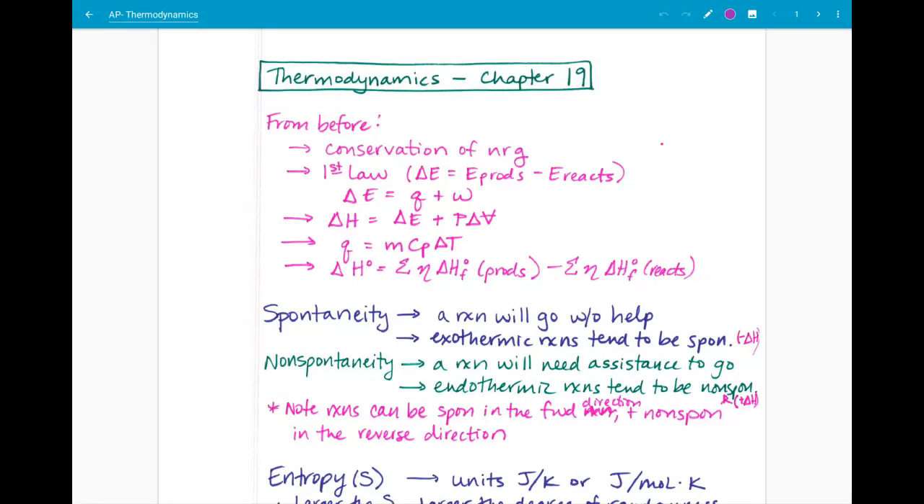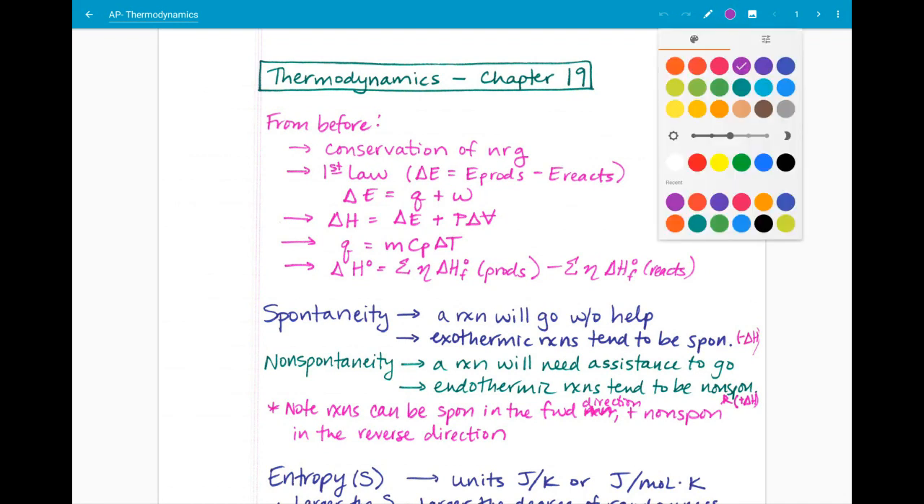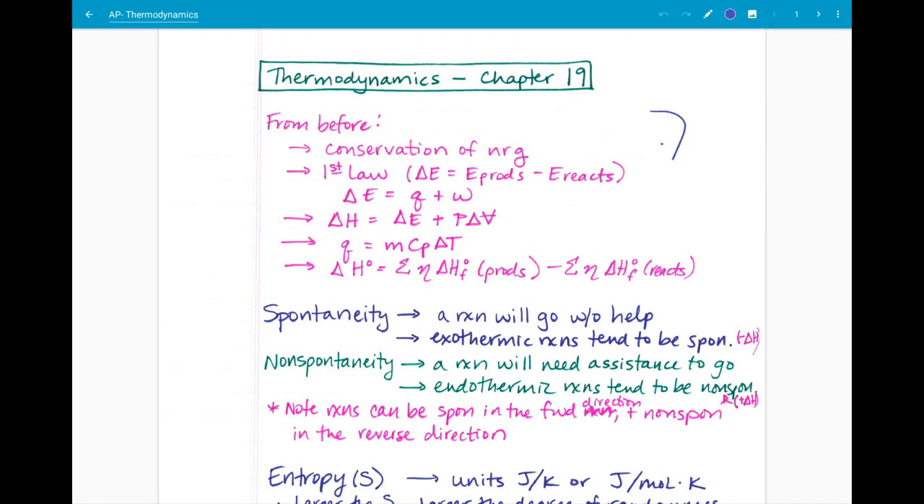Okay, so thermodynamics. Often I've taught this second semester. I've never put it in conjunction with thermochem. So this is just a reminder, some things that you may or may not remember, depending on what you've been doing recently. So conservation of energy: energy is not created.